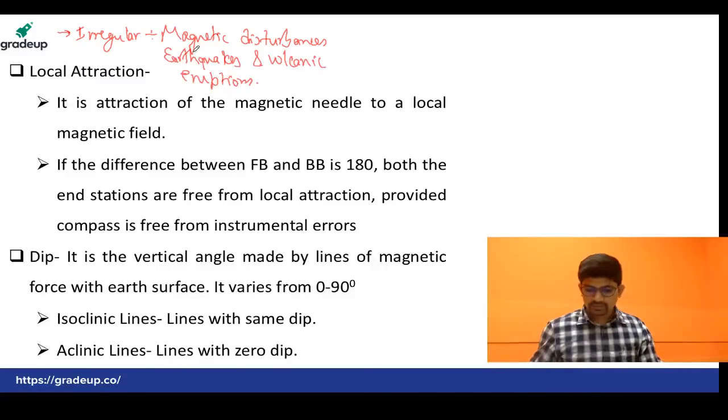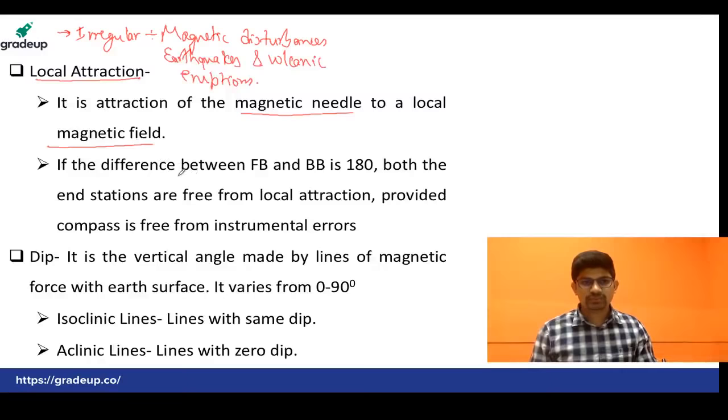Now another topic is local attraction. What is local attraction? It is attraction of the magnetic needle to the local magnetic field. If the magnetic needle is close to some magnetic material, it can be any machine or natural source, that leads to attraction of the magnetic needle, and it will lead to error. That is known as local attraction.